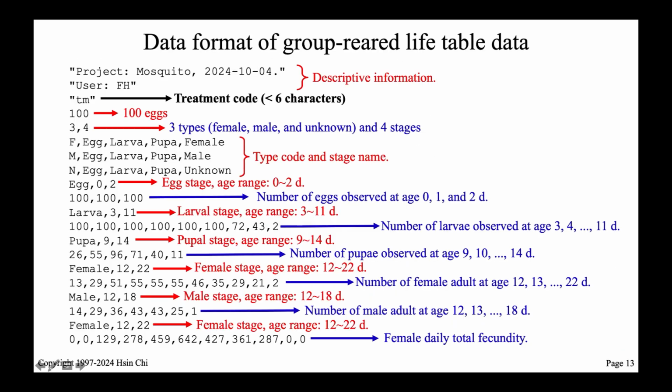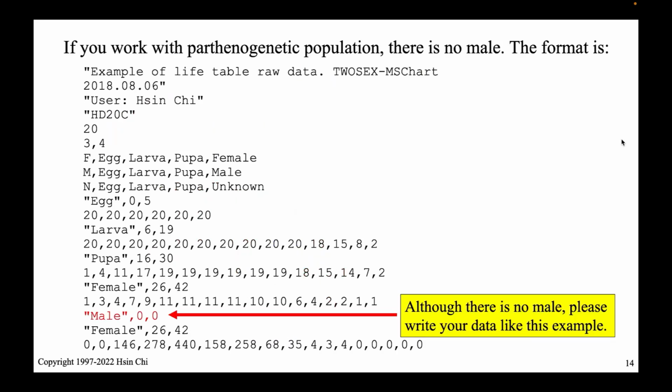This slide shows you the data format of group read live table for toSeq program. The first 3 lines are descriptive information. The third line is the treatment code. Please read this slide carefully. If you work with parthenogenetic population, there is no male. But you have to prepare the data file with the male line, male, 0, 0.